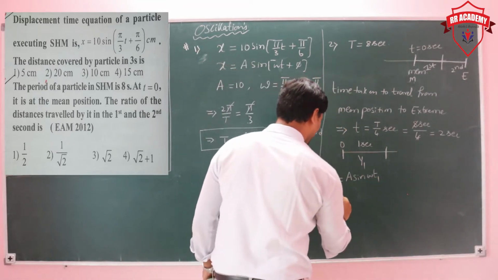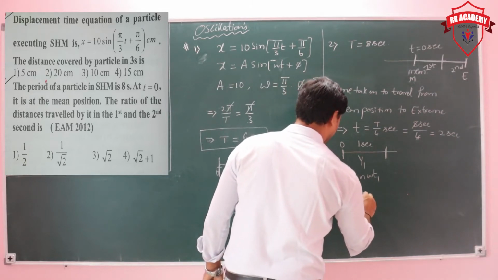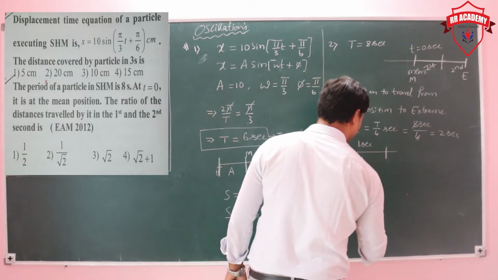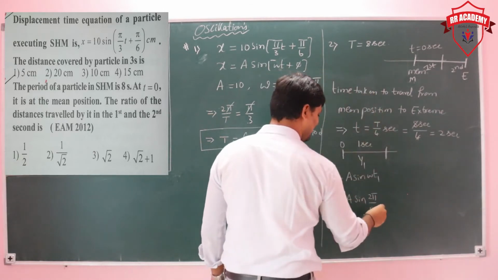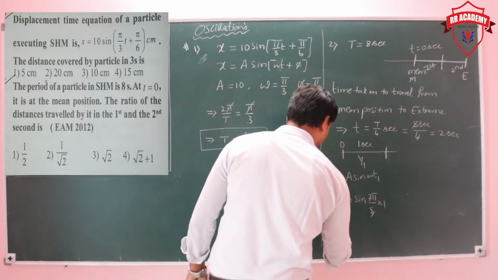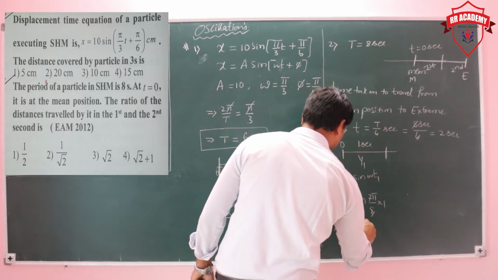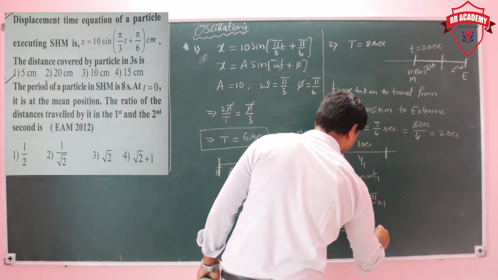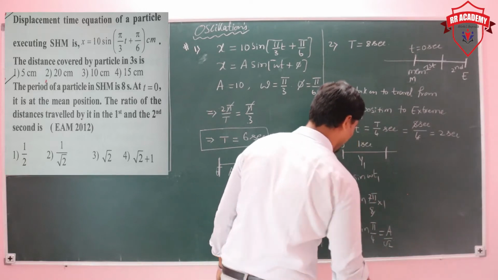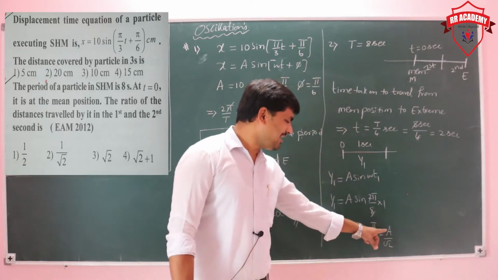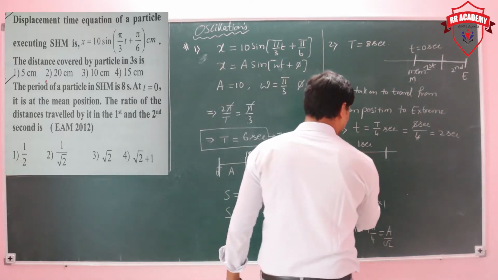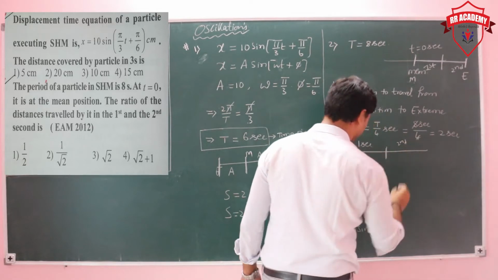So then y1 is equal to A sine omega, where omega is nothing but 2 pi by T. T is the time period, 8 seconds, into t1 which is 1 second. Y1 is equal to A sine pi by 4. Pi by 4 sine is nothing but 1 by root 2. That means the y1 displacement you got is A by root 2.